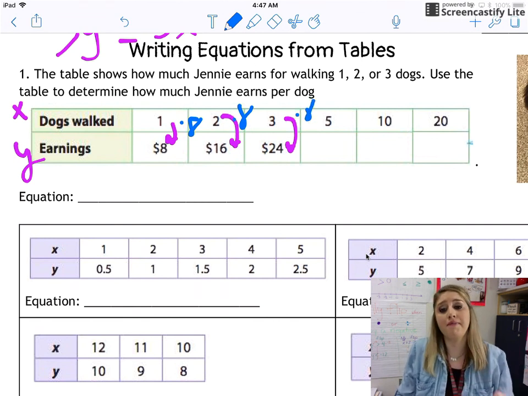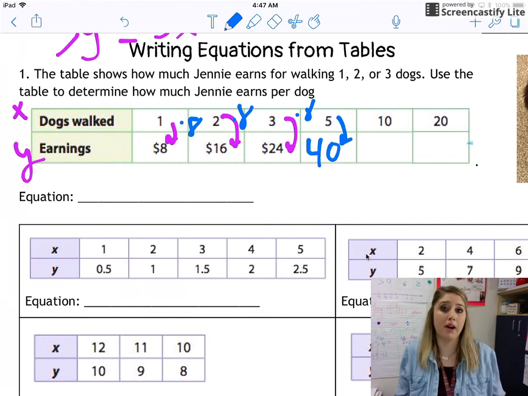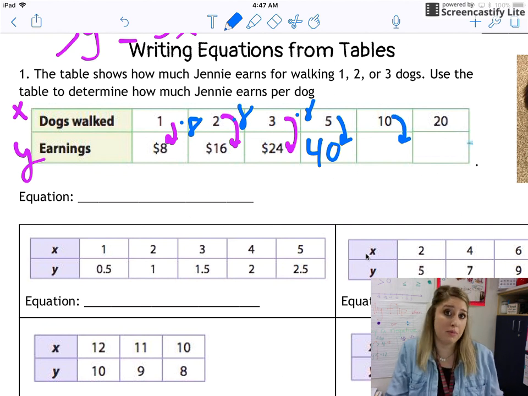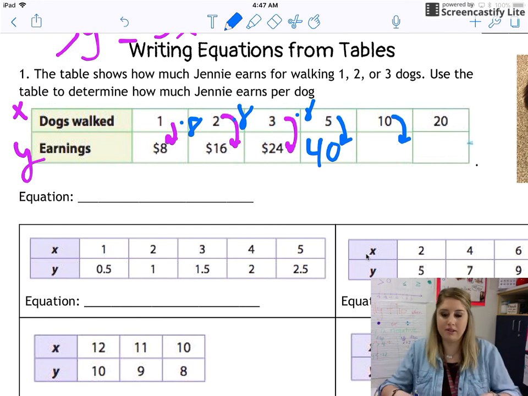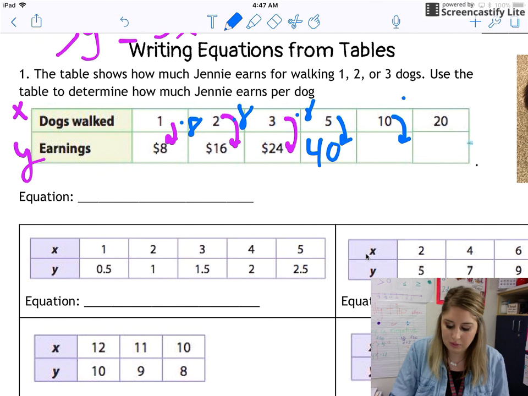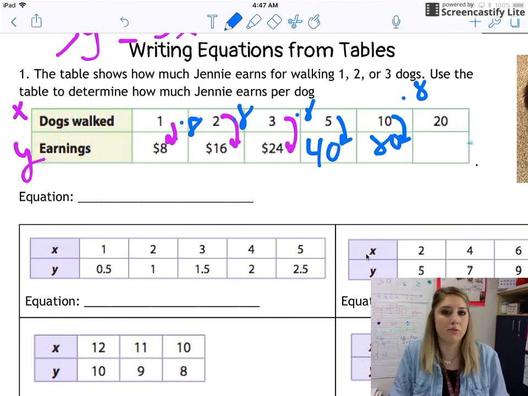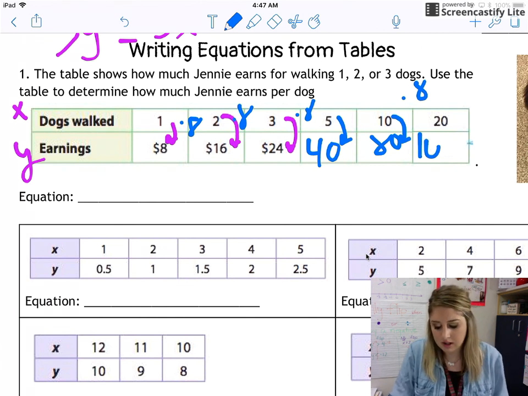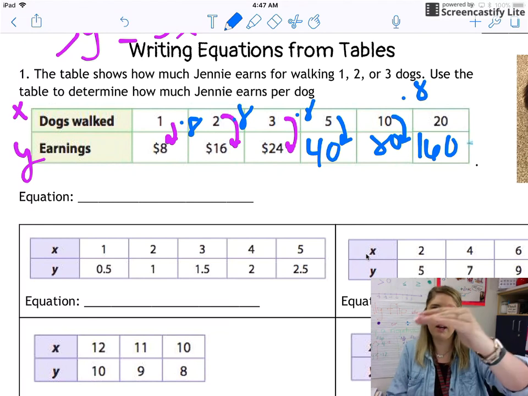That means if I walk 5 dogs, I'm going to multiply that by 8, and I'm going to make $40. If I would walk 10 dogs, which would be insane, I'm not sure how she's going to walk 10 dogs. She might have to just strap them around her waist or something. If she would walk 10, she would make $80. And if she would walk 20, I really hope she's not walking all these dogs at the same time. But if she was, or maybe she did that throughout the week, but if she had walked 20 dogs, she'd make $160. So do you see the pattern there? We're multiplying by 8 every time.